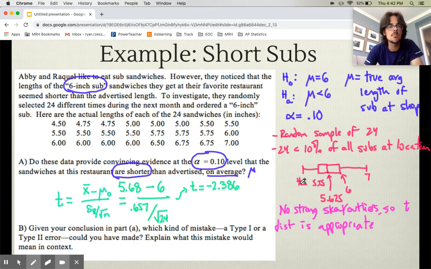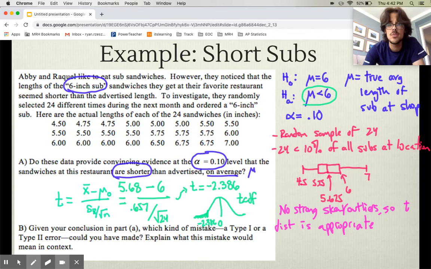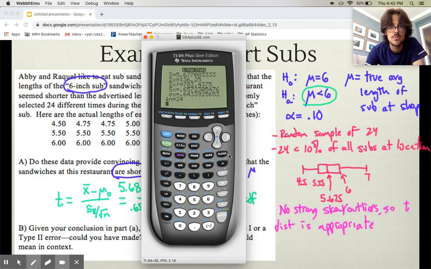So what we need to do now is look at the t-distribution. So I'm going to draw a little picture for that. It's still centered at 0, just like a normal distribution is. I got a negative 2.386, and our HA was a less than for our alternative. So I want the area less than negative 2.386. All of those values here would be more extreme than the one that I got. When I do this, I'm going to use the TCDF option. And for the TCDF option, one of the things it's going to ask me for is my degrees of freedom here.